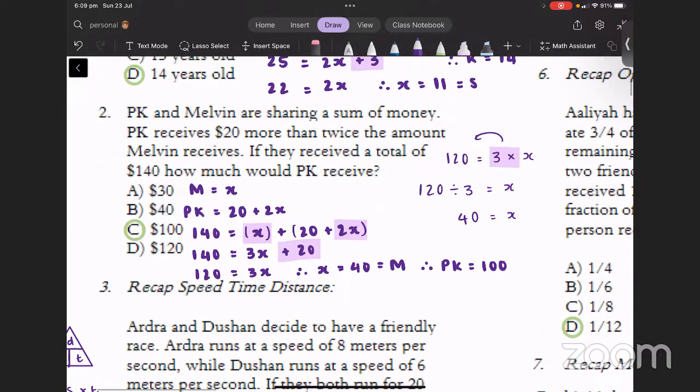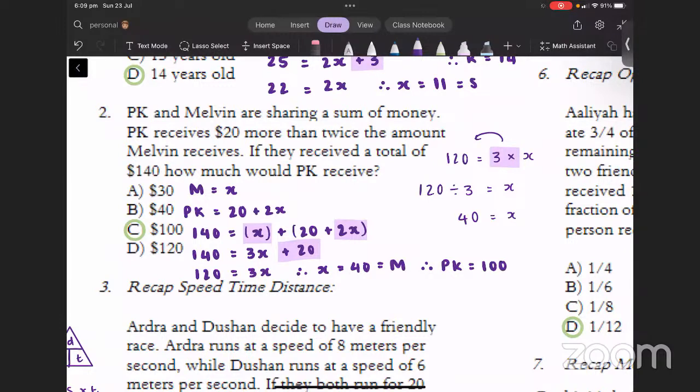Okay, so question number 2. PK and Melvin are sharing a sum of money. PK receives $20 more than twice the amount Melvin receives. If they receive a total of 140, how much would PK receive? So we're going to say that Melvin has X amount of money, and that means PK has 20 plus 2X. Then if they have a total of 140, that means 140 equals X plus 20 plus 2X. I've written in brackets, kind of separating both people.